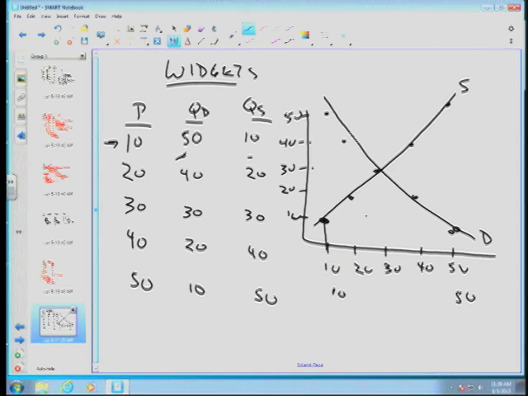Exactly right. When you have a shortage, when the quantity demanded is greater than the quantity supplied, okay, not enough to go around. What's going to happen? Those people who love widgets so much that they'd be willing to pay more than $10 in order to get one, because they know their chances of getting one are slim. There's 50 people showed up and there's only 10 available.